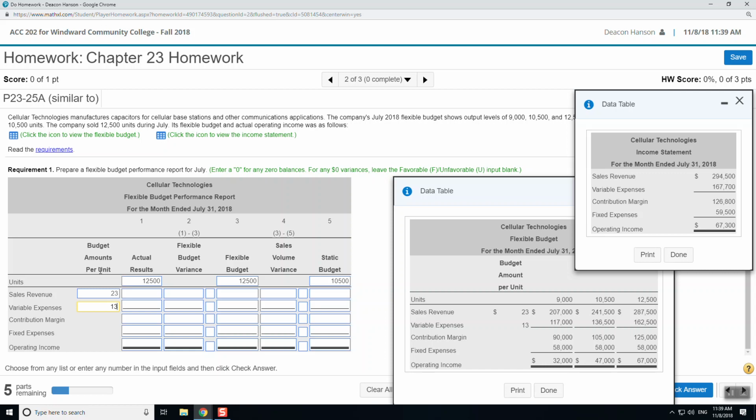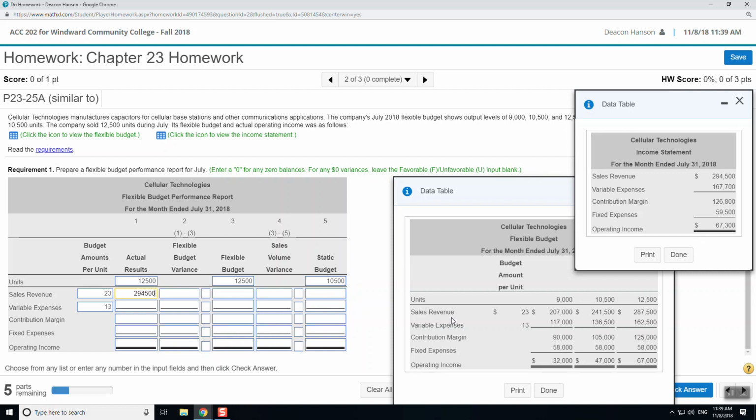Now what they're saying is the actual results, which come from this income statement here, shows sales revenue at $294,500, variable expenses at $167,700, and the difference would be your contribution margin of $126,800. So I'm just really copying this information over into this variance analysis. Fixed expenses at $59,500 with an operating income of $67,300. Okay.